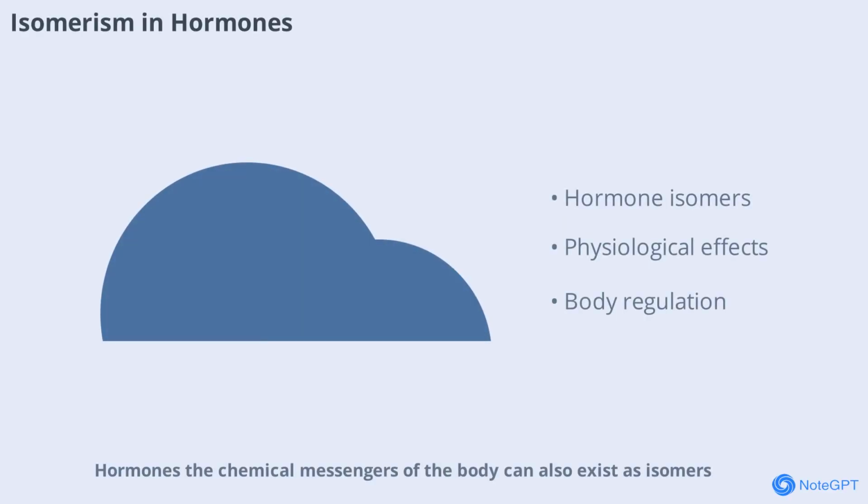Hormones, the chemical messengers of the body, can also exist as isomers. For example, adrenaline and noradrenaline are structural isomers with different physiological effects. The arrangement of atoms in these molecules determines how they interact with receptors and trigger responses in the body. Isomerism in hormones is crucial for understanding how the body regulates processes like stress, metabolism, and growth.